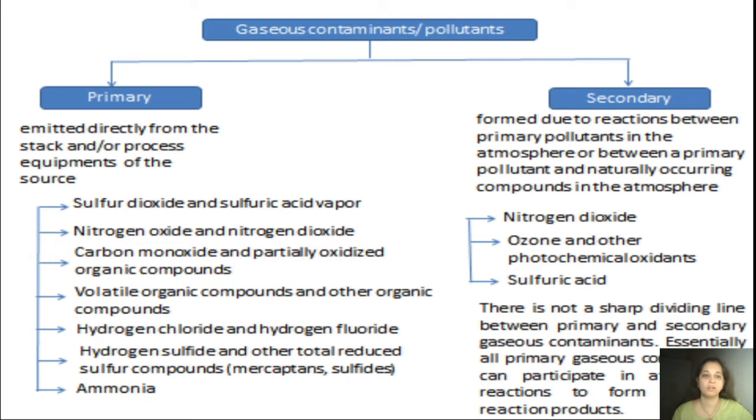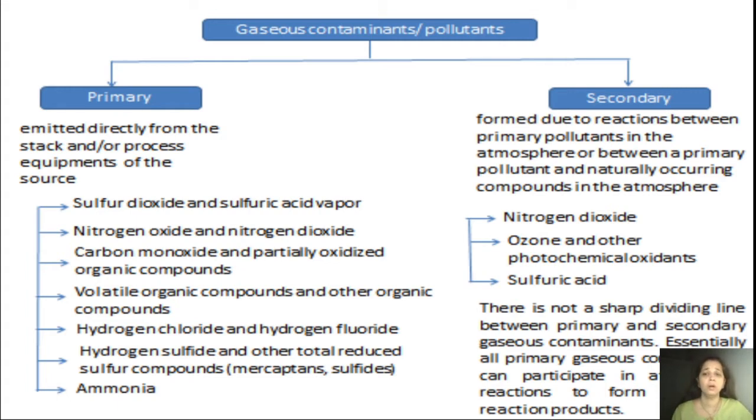Examples of these: sulfur dioxide, sulfuric acid vapors, nitrogen oxide, nitrogen dioxide, carbon monoxide, and other organic compounds, volatiles, hydrogen chloride, hydrogen fluoride, hydrogen sulfide, and total reduced sulfur compounds like your mercaptans and sulfides, and ammonia. So these are the examples of your primary compounds or primary contaminants. Whereas your secondary contaminants are nitrogen dioxide, sulfuric acid, and ozone and other photochemical oxidants.